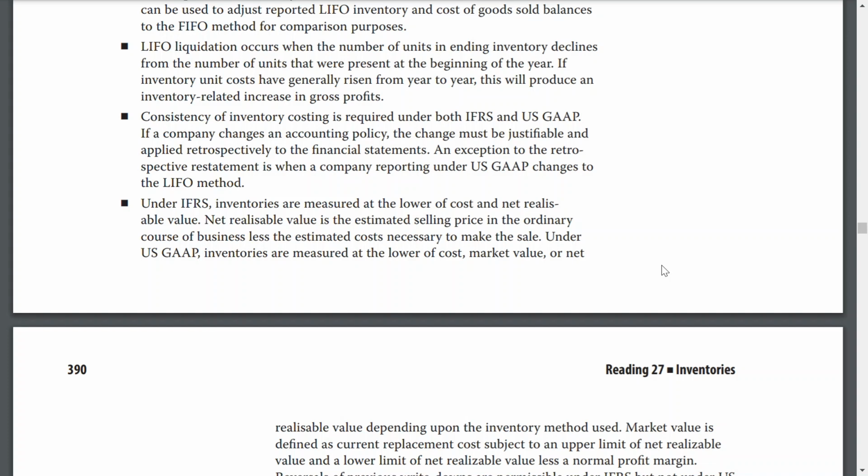Consistency of inventory costing is required under both IFRS and US GAAP. If a company changes an accounting policy, the change must be justifiable and applied retrospectively to the financial statements. As an exception to the retrospective restatement, a company reporting under US GAAP that changes to the LIFO method does not restate.